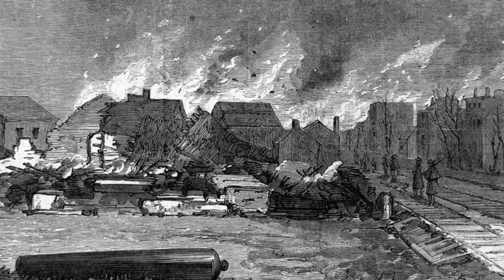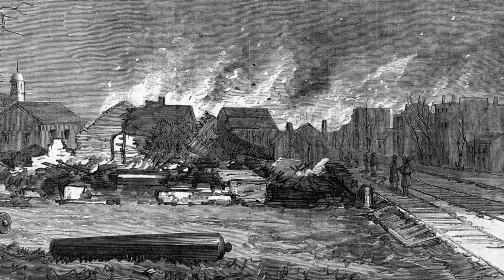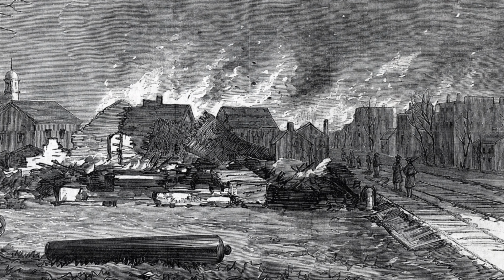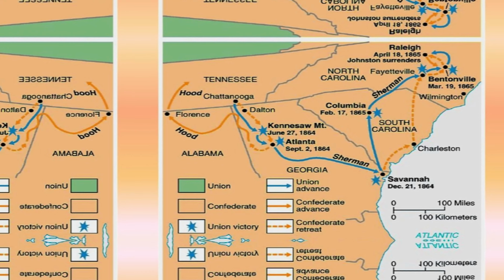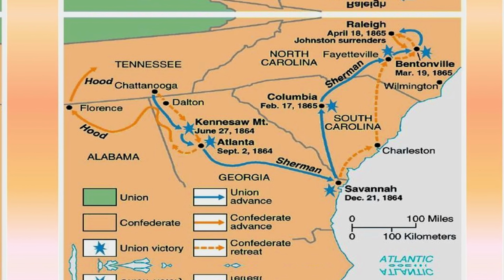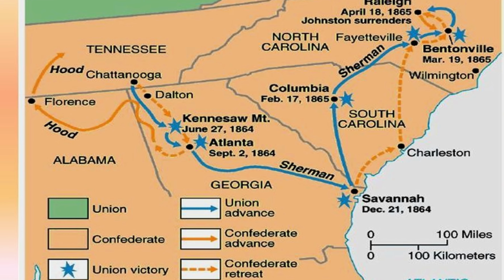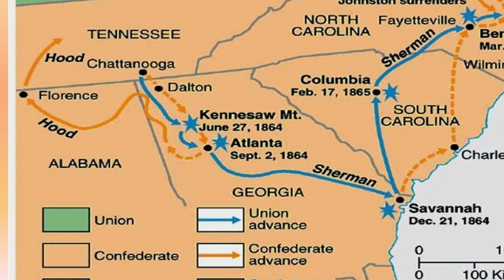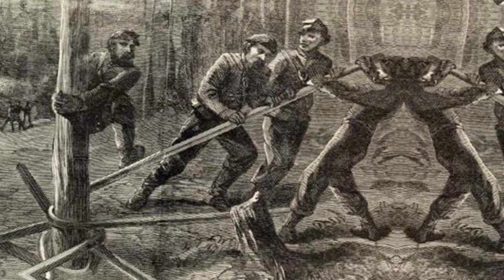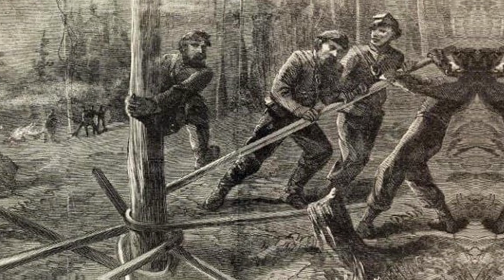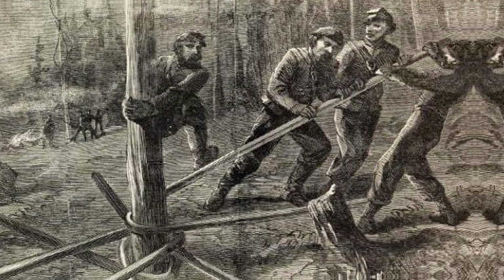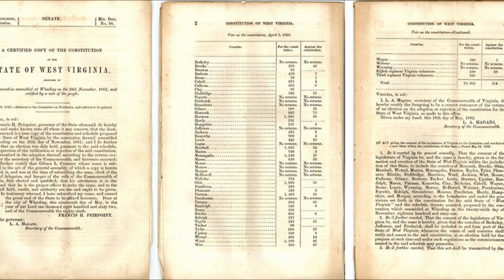Sherman moved southward, capturing Atlanta and launching his infamous March to the Sea. His strategy, later known as Total War, aimed not just to defeat Confederate armies, but to cripple their ability to support them. Sherman's destruction of infrastructure, supplies, and morale helped further isolate the Confederate cause. Meanwhile, West Virginia officially separated from Virginia, aligning with the Union.